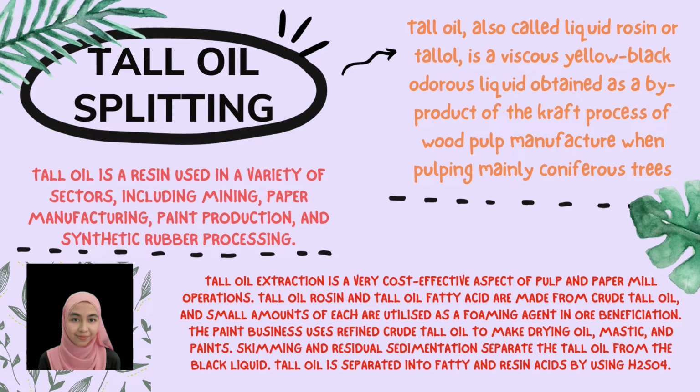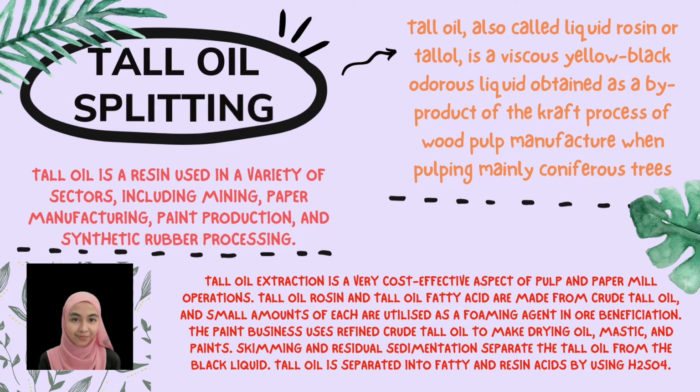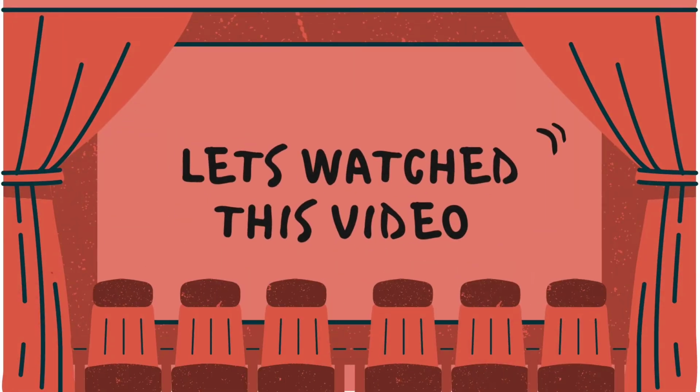Tall oil rosin and tall oil fatty acid are made from crude tall oil, and a small amount of each is utilized as a foaming agent in ore beneficiation. The paint business uses refined crude tall oil to make drying oil, mastic, and paints. Skimming and residual sedimentation separate the tall oil from the black liquor. Tall oil is separated into fatty and resin acids by using sulfuric acid. Digesting of pine trees.